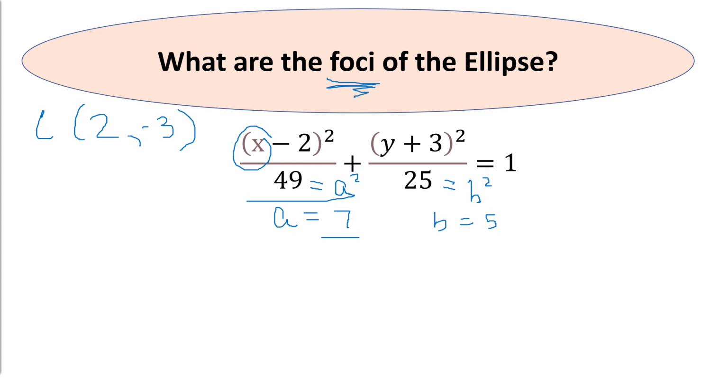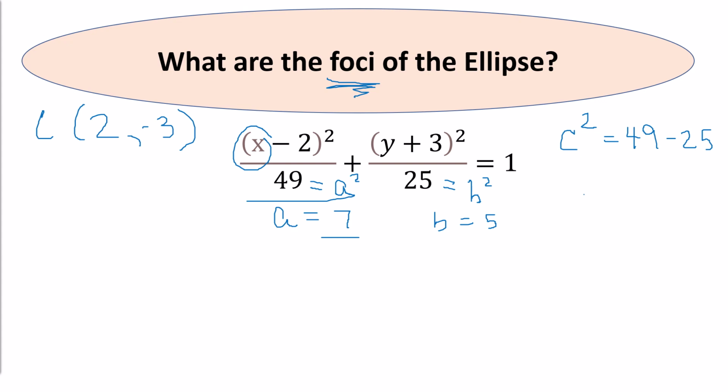So now we need to find C. So C squared is equal to A squared minus B squared. A squared is 49, 7 times 7. B squared is 25, 5 times 5. Okay, take 49 minus 25. I'm looking for my calculator and I don't have it. Here it is.